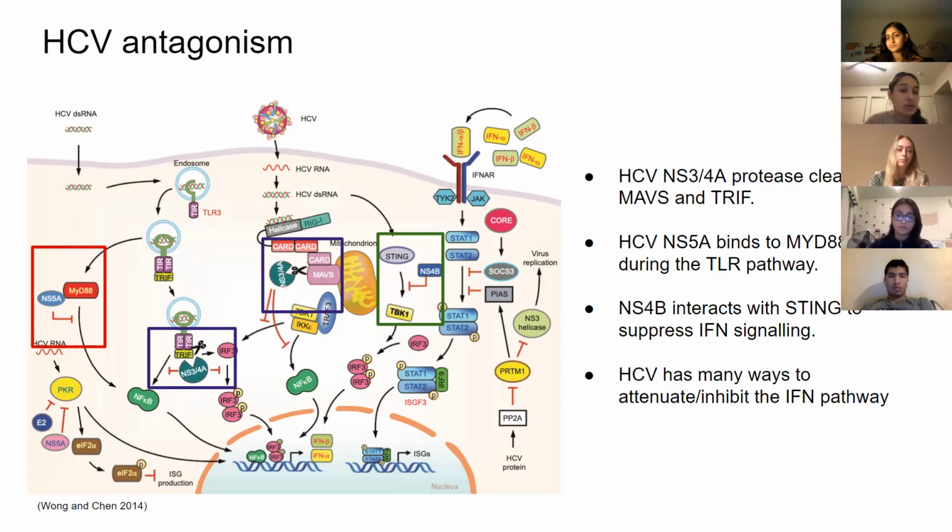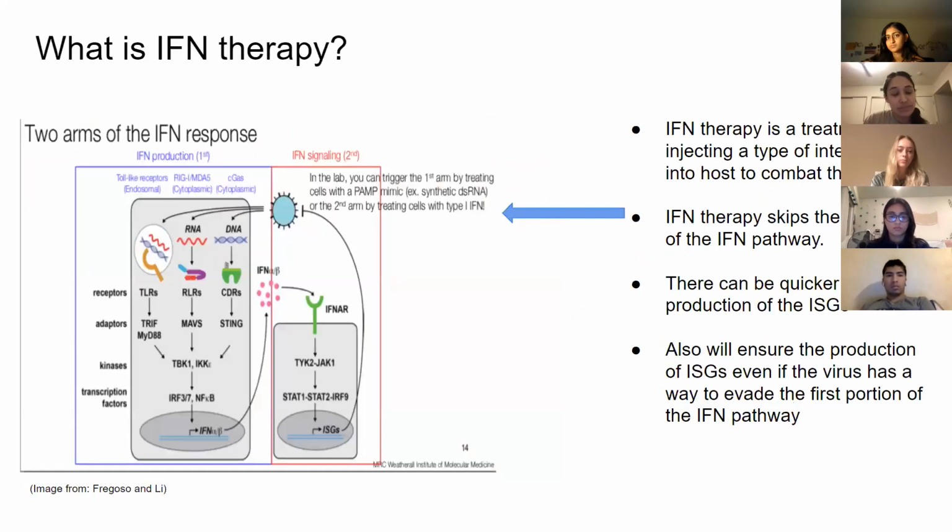There's a couple other ways HCV can antagonize host cells, but the main takeaway is that it can block the production of interferons and sometimes ISGs as well. Next slide, please.